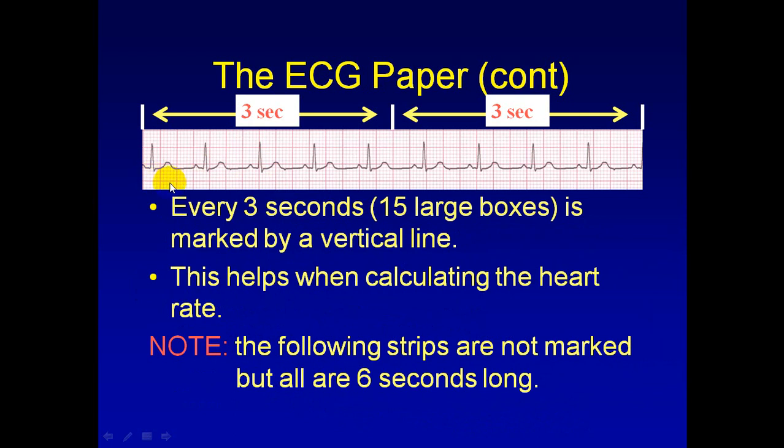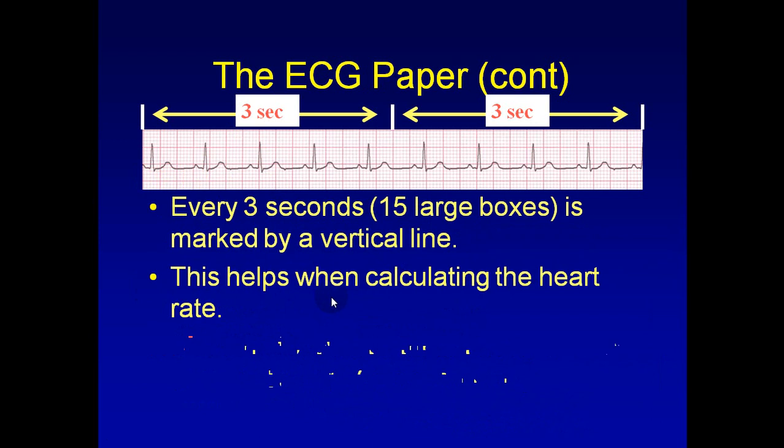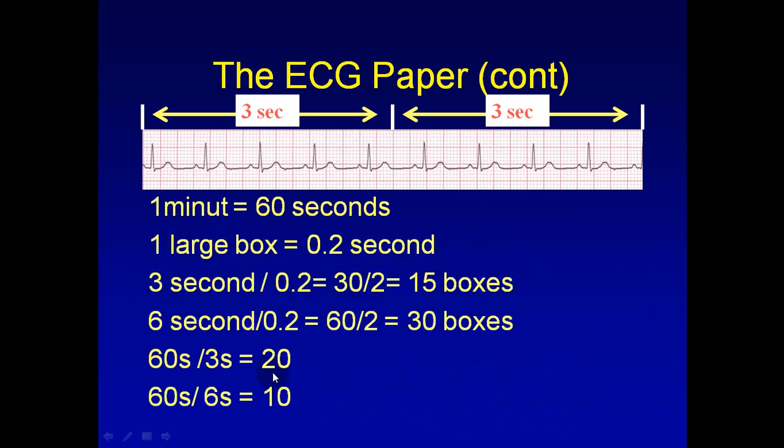We count 1, 2, 3, 4, 5, 6. This will be discussed when we find the rate. This is simple mathematics: 60 seconds over 3 seconds is 20 times, and 60 over 6 is 10 times. So when finding the rate in the 3-second strip, we take the number of R waves times 20.